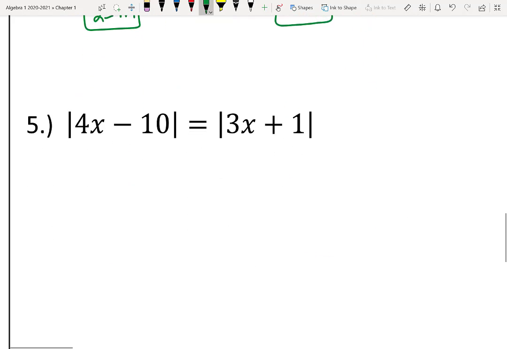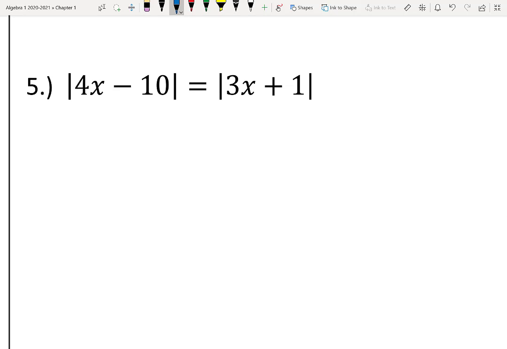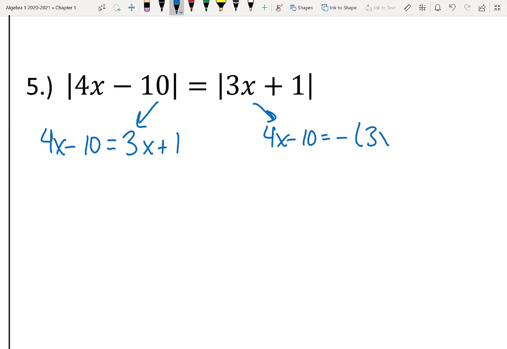Number 5 is a little bit more complicated, and this is where the complexity doesn't matter because they're both about the same on either side. So it's up to you which one you keep and which one you flip-flop. So here, just for the sake of continuity, I'm going to keep the left-hand side the same. 4x minus 10 equals, here I'm going to keep my 3x plus 1 the same. And then on the right-hand side, 4x minus 10 equals negative, parenthesis, 3x plus 1.